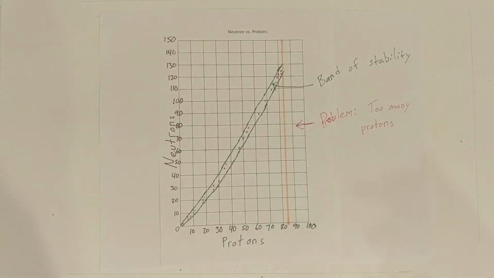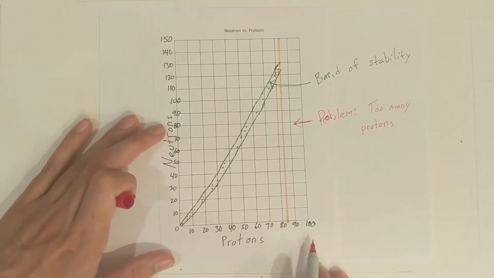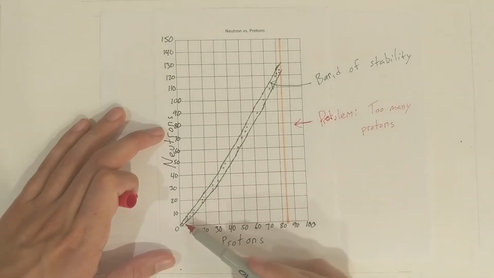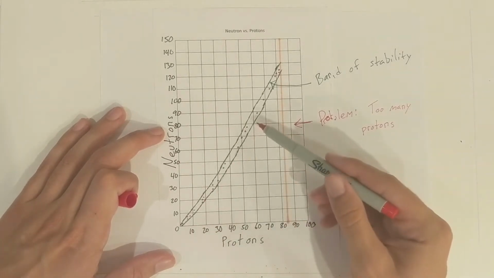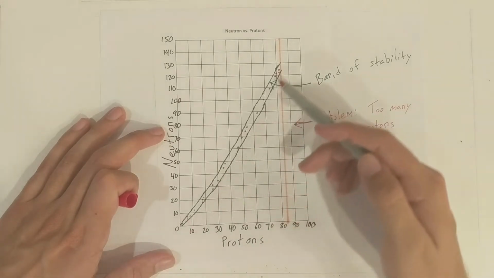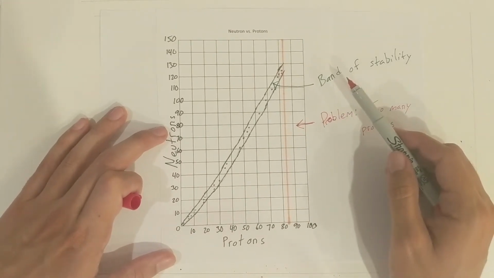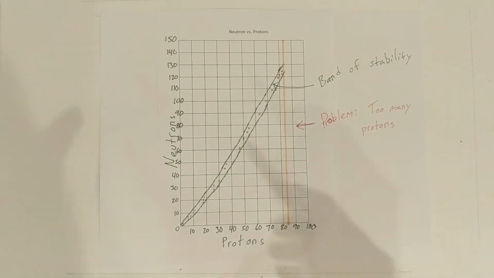So what we have here is a graph with our protons on the x-axis and neutrons on the y-axis. And what I did was I plotted some stable atoms as red dots here. And you can see they all fit into this kind of line area, which we call the band of stability. So I drew that in green. And if an atom falls within that band, we're going to consider that a stable atom.